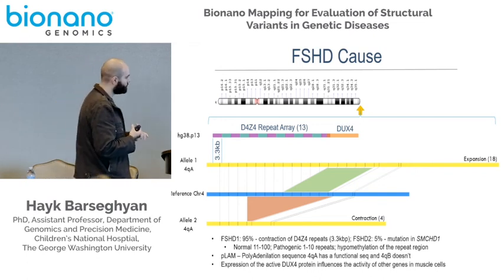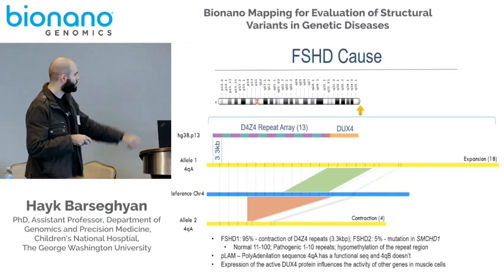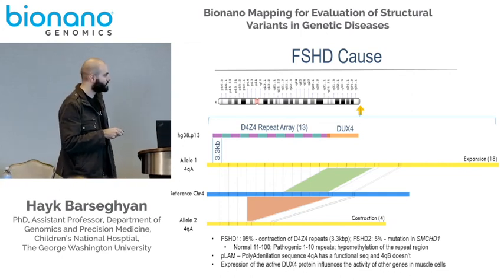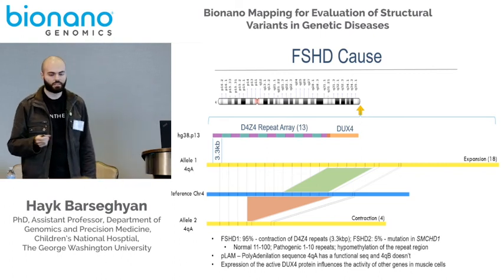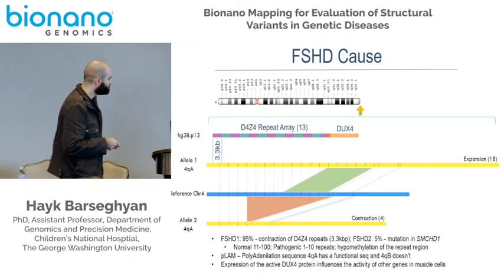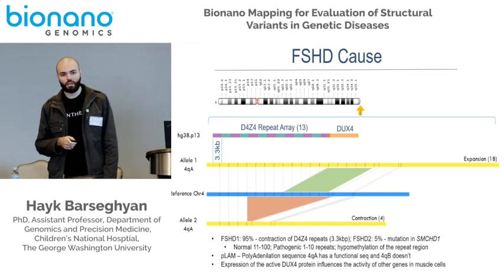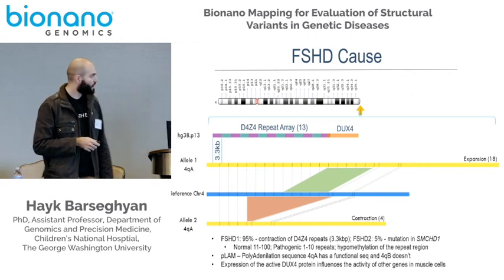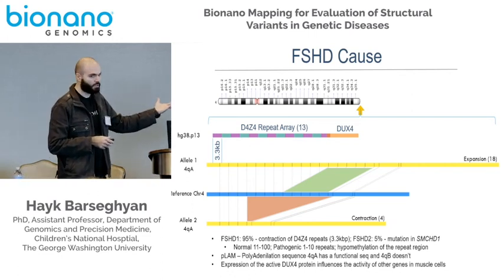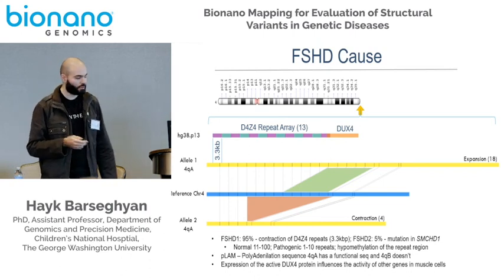And then the secondary reason for having the methylation in these cases is to understand that 95% of the cases are caused by the contraction of this region, but there's 5% of the cases that have mutation in the SMCHD1 gene, which causes hypomethylation in this region without needing to have the contraction. So if we access the epigenetic level information as well as the contraction, then basically we can pretty much diagnose almost all cases.